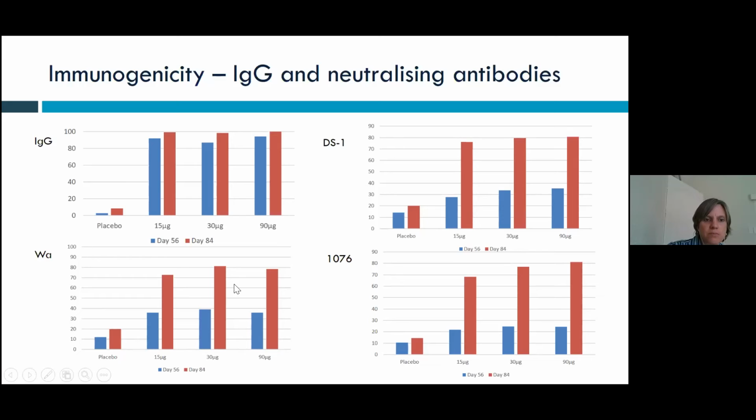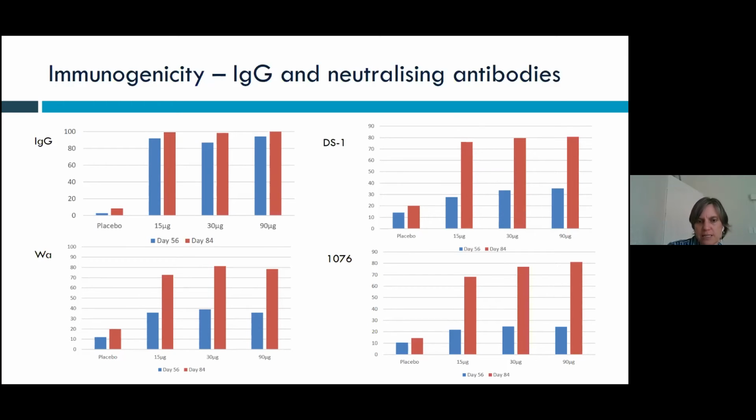And as you can see, compared to placebo, for both the IgG and the neutralizing antibodies, we had very good responses in the treatment groups compared to the placebo. The blue is after the second dose and the red is after the third dose. And so particularly for the neutralizing antibodies, you could see much better responses after three doses than after two doses of the vaccine.